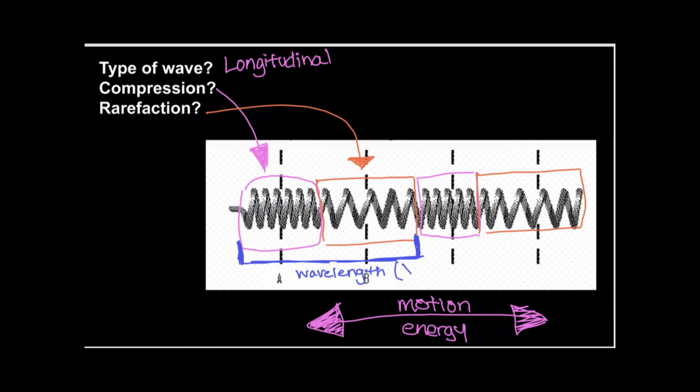And our symbol for wavelength is lambda, the upside down y. Now, we could also go from the middle of a compression to the middle of the next compression. That could also be a wavelength. We could do the middle of this rarefaction to the middle of this rarefaction. That could be a wavelength.